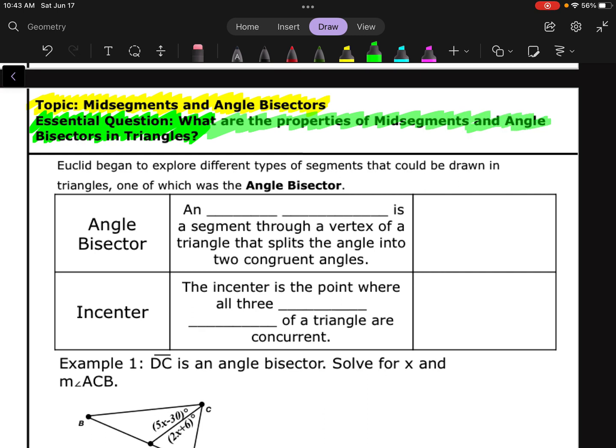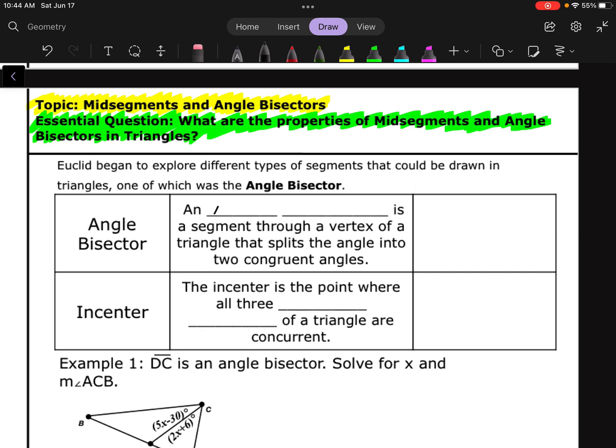Now, when we last left off in the last video, Euclid had moved on to polygons, right? He had started to investigate actual shapes, and he was starting with triangles, and he learned a lot about the different properties of triangles. Then Euclid began to explore different types of segments that could be drawn inside of triangles, one of which was the angle bisector. Now, angle bisector, that's a thing that we looked at in a previous video, so this should be nothing special. It's just that it's going to be inside a triangle now.